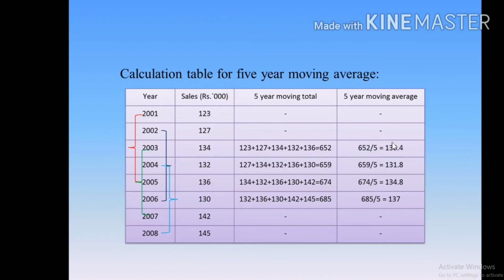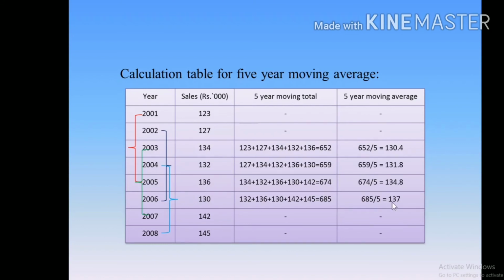In the case of this question, it gives 4 points: 130.4 for the year 2003, the second one is 131.8 in the year 2004, the third one is 134.8 in the year 2005, and the last one is 137 in the year 2006.